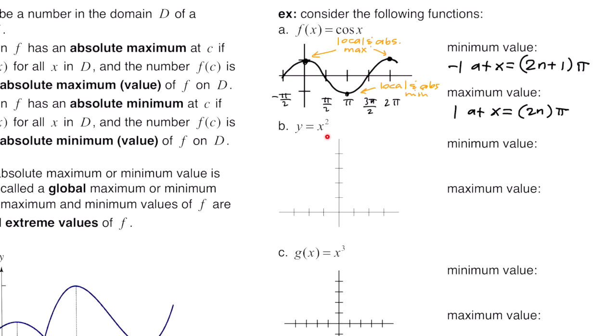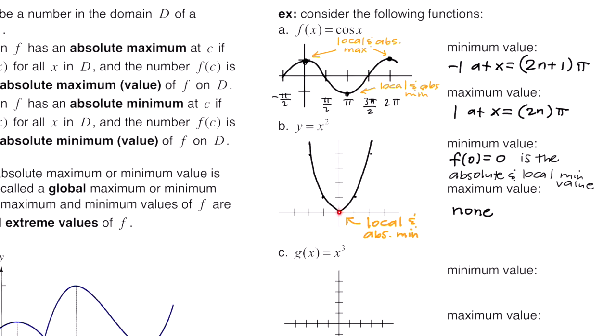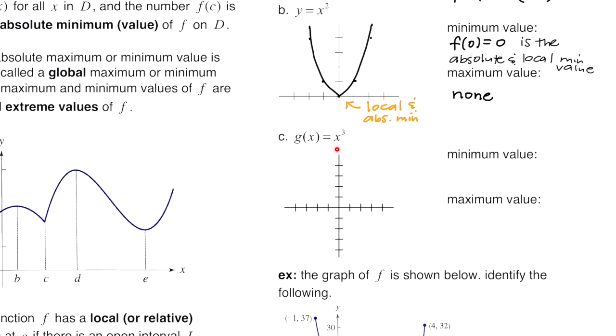Here we have y equals x squared. So right here at x equals 0, the local and absolute minimum value is going to be a height of 0. And I wrote that out. f of 0, which equals a height of 0, is the absolute and local minimum value for f. And then as far as a maximum value, there's none because the graph just keeps going. For this graph, we have x cubed, and because the graph just keeps going up to infinity, there is no minimum value and there is also no maximum value.